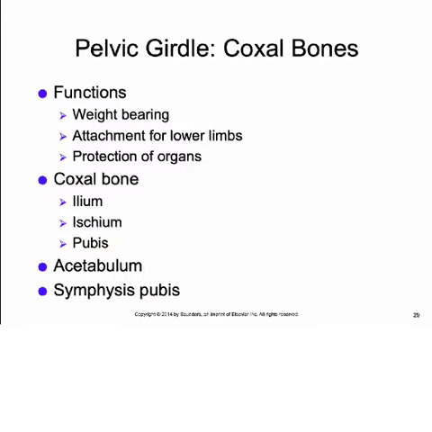It articulates laterally with the femur and medially with the sacrum. Okay. The coxal bone has three portions: the large fan-shaped ilium, the ischium, which you're sitting on right now, and the pubis, which is in the front. The acetabulum is simply the socket that articulates with the proximal head of the femur, forming a ball and socket joint, an extremely flexible joint that allows the femur to move in any direction.